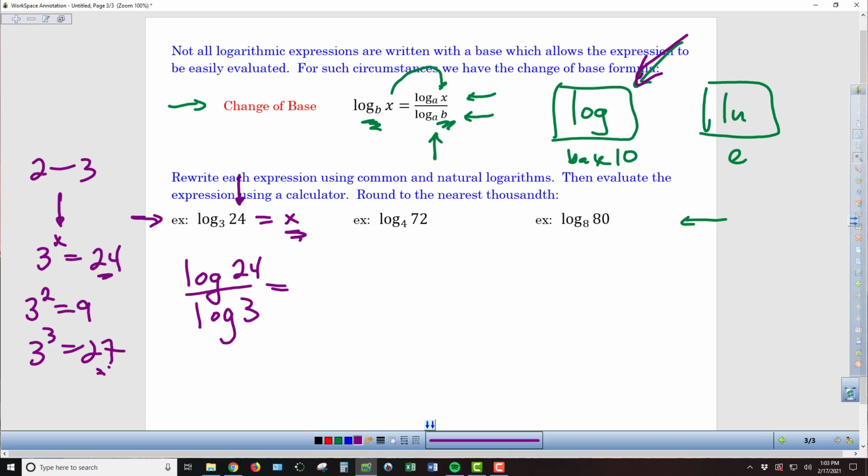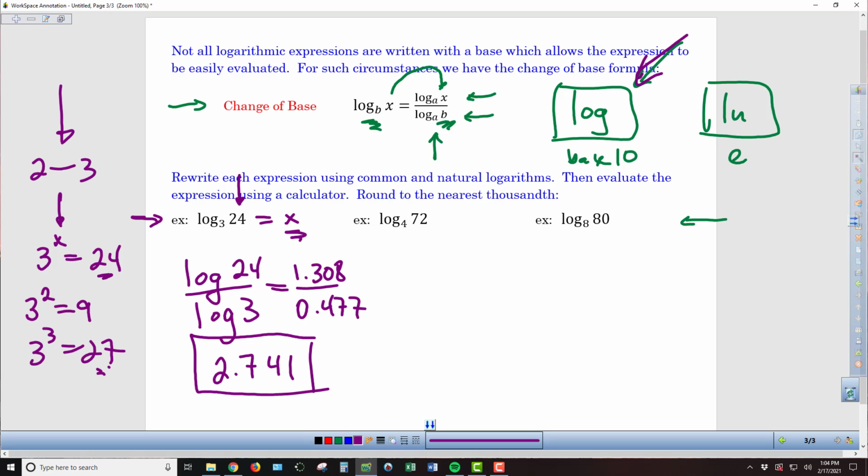And so now we can do this on our calculator. So I'm going to type in log of 24, and so we get an answer of 1.308 if we round off to 3 decimal places. In the denominator then, we're going to do log of 3, so we hit the log button of 3, we get 0.477, and so now I just need to divide those two results, and so we get a result of 2.741. Which, again, if we go back to what our predicted expectation was, that definitely satisfies what we expected. Somewhere between 2 and 3, probably closer to 3 than 2.